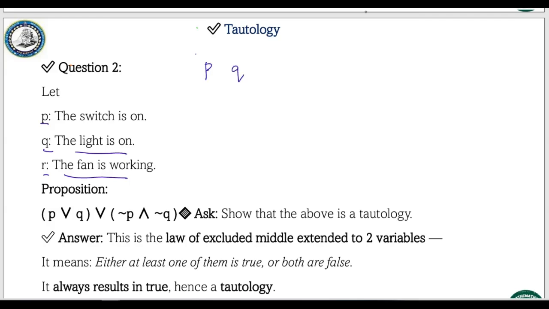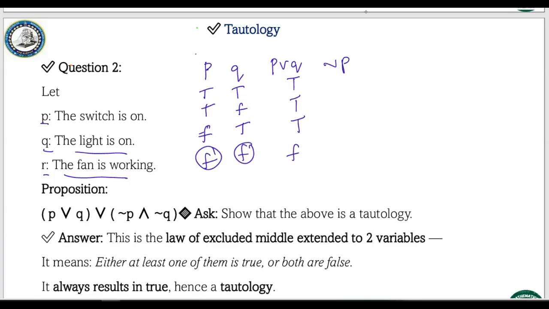It is P, Q. For P we write T, T, F, F and for Q we write T, F, T, F. Now it is P or Q. The condition for or is that if both are false, the answer is false. The remaining all are T. Then it is negation P. Negation means whatever values of P are there, we will reverse them: F, F, T, T. Then negation Q: whatever we have written for Q, we will negate it. That is F, T, F, T.